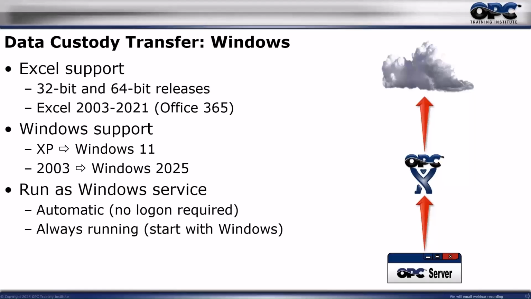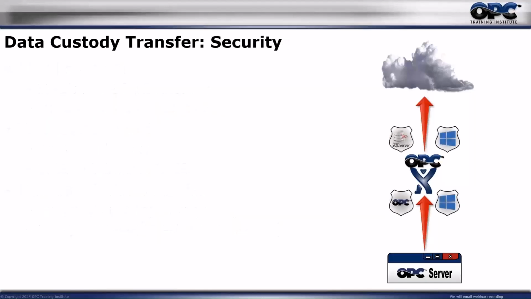And remember, this can run, it doesn't have to, but it typically does run as a Windows service, which means it starts up automatically. With Windows, there's no logon required. If there's ever a reboot, restart, somebody kills it, it will automatically restart. Windows takes care of that. OPC Expert will immediately start back up again and continue archiving data.